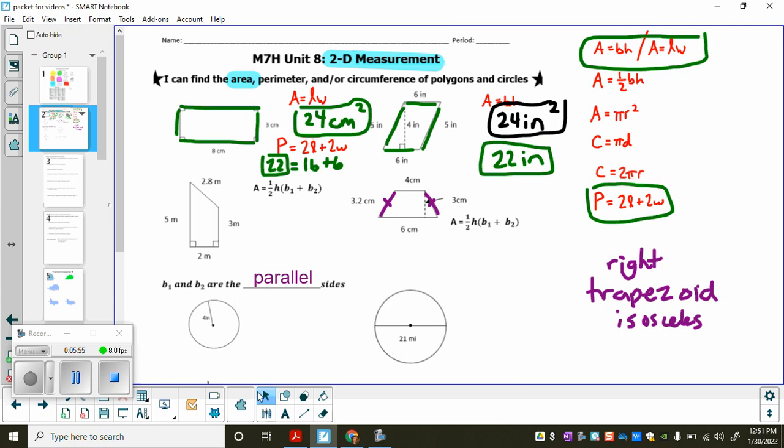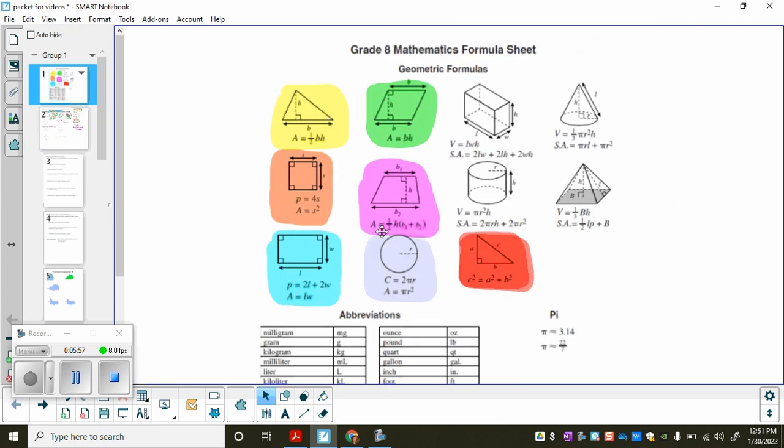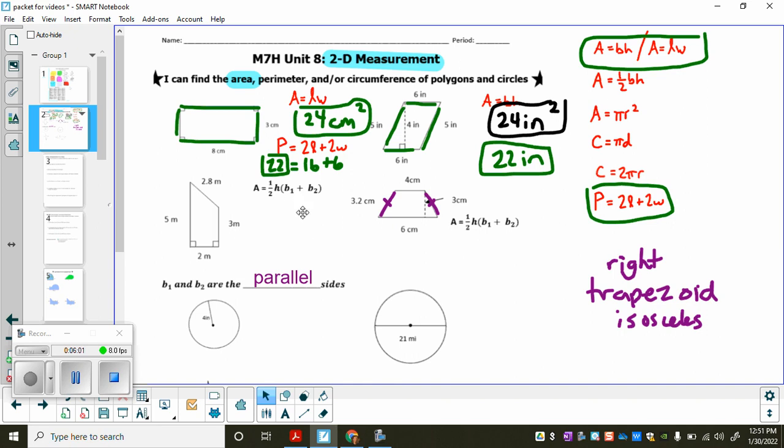Now on your formula sheet, when you look at the trapezoid, it has here the area, that's the formula. And I already have it typed here for y'all because I think this one's the newer one for a lot of students, and not everybody understands how to use the trapezoid formula. So I'm going to break this one down for you guys.